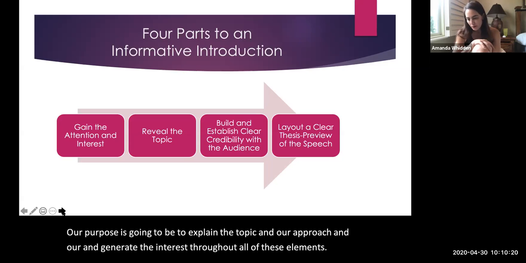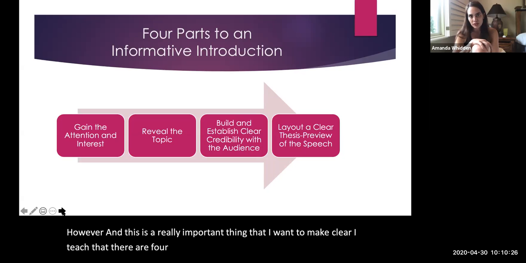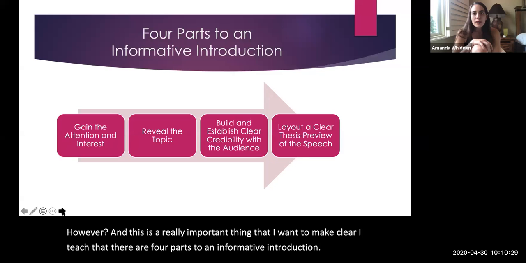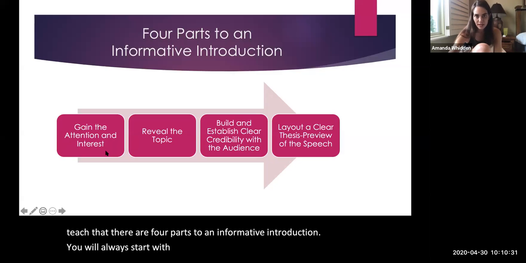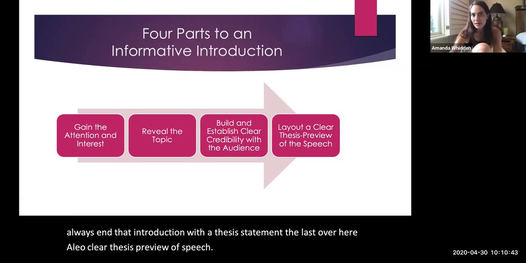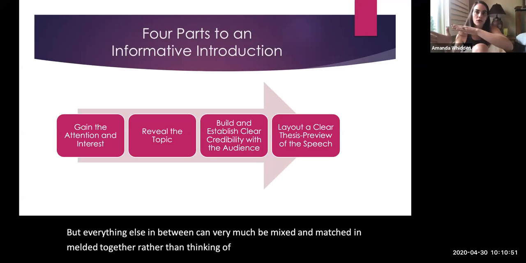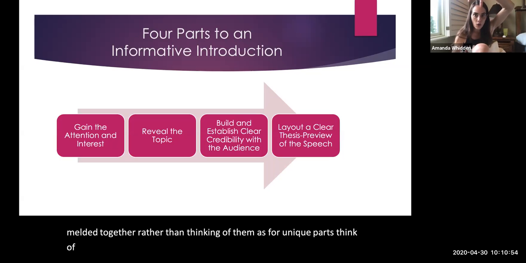However, and this is a really important thing that I want to make clear, I teach that there are 4 parts to an informative introduction. You will always start with the first, the attention getter, and you will always end that introduction with the thesis statement, the last one, laying out a clear thesis preview of the speech. But everything else in between can very much be mixed and matched and melded together. Rather than thinking of them as 4 unique parts, think of them as one whole that's going to make sure it has these 4 things mentioned within it.